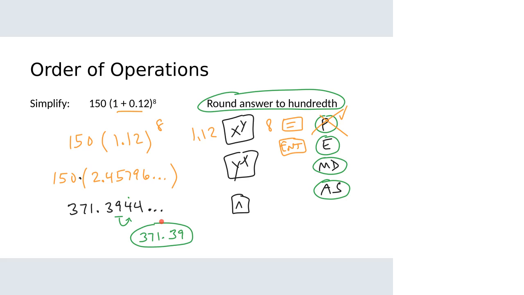A couple of things I want to ask before we go forward. Let me make sure I put that in correctly. 1.12 raised to the 8th. 2.47596. Oh, did I? 2.475. Oh, okay. I switched these two up when I wrote it. Yours is correct, Ron. That's correct.